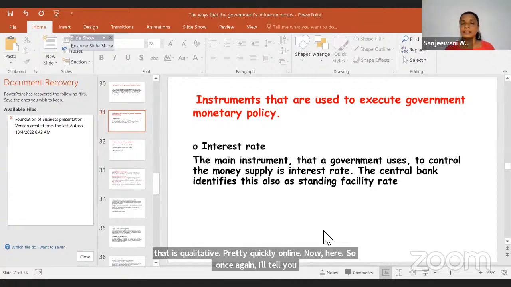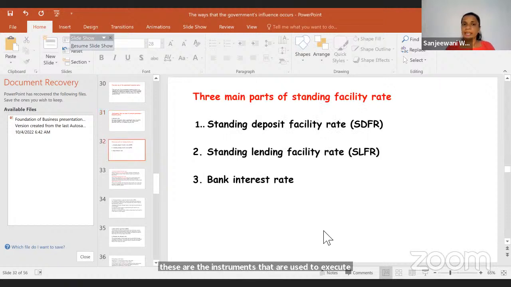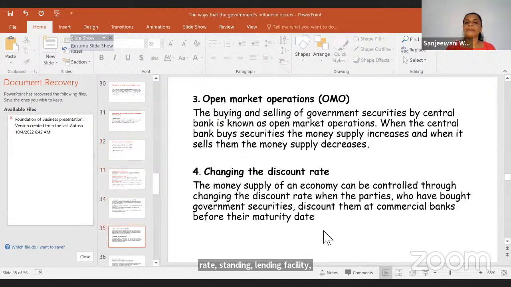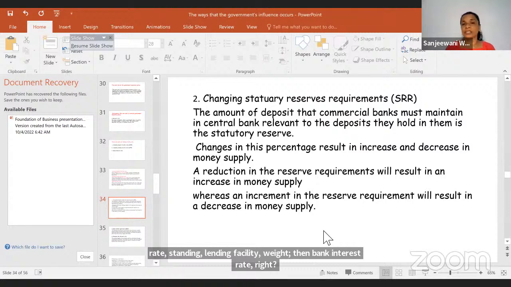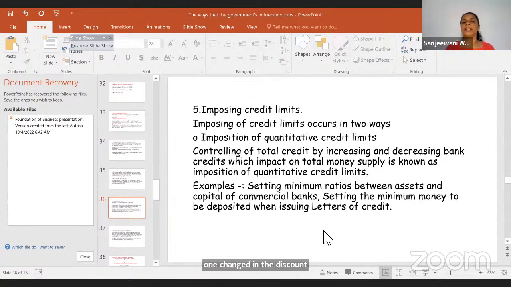Once again, I'll tell you, these are the instruments that are used to execute government monetary policy. First, interest rate, which is of three types: standing deposit facility rate, standing lending facility rate, then bank interest rate. Second one is changing statutory reserve requirements, then open market operations, then fourth one, change in the discount rate. Then fifth one, imposing credit limits, right? So these are the instruments that we can use to control money supply.